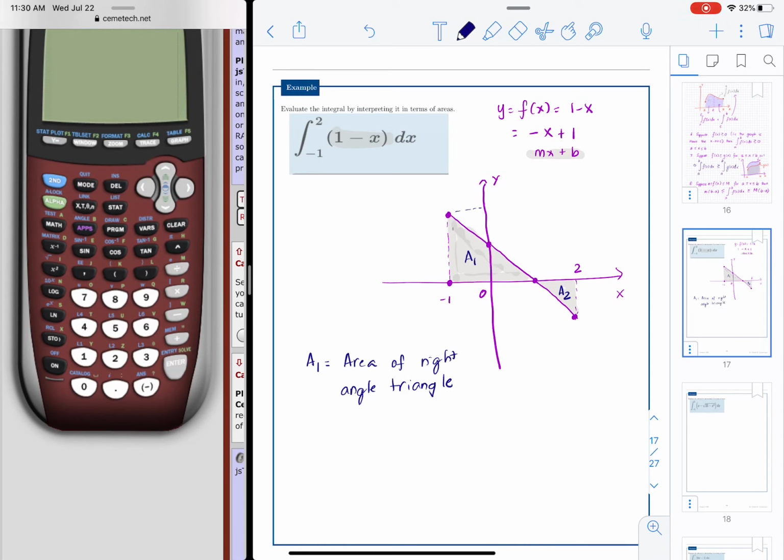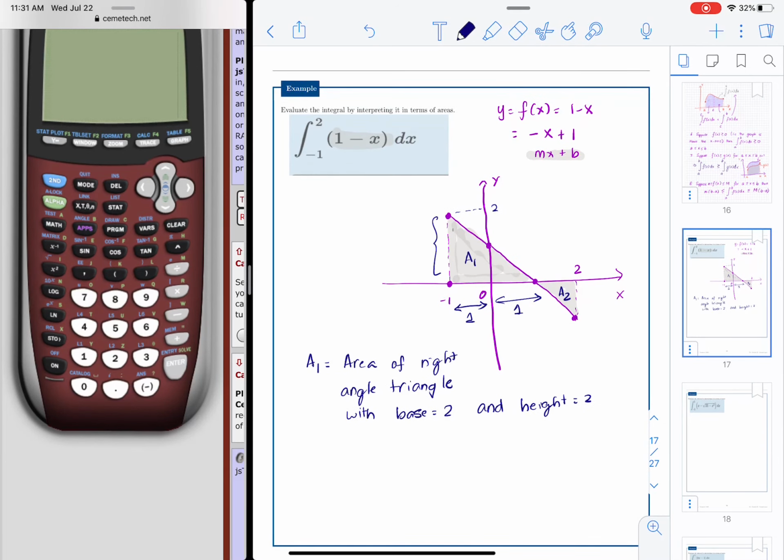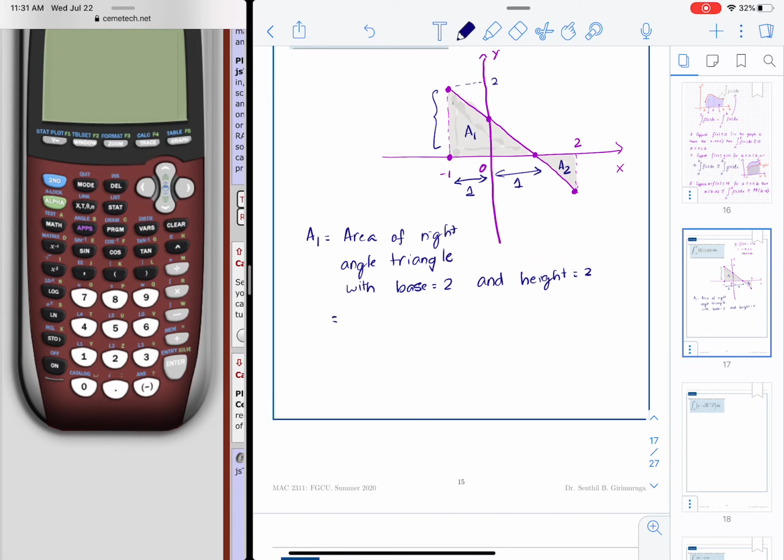So that is 2. So we have 1 unit there, 1 unit there. So with base equals 2 and height equals 2, that would be the height. So we have 1/2 base times height. One half, 2 times 2, we end up getting 2.